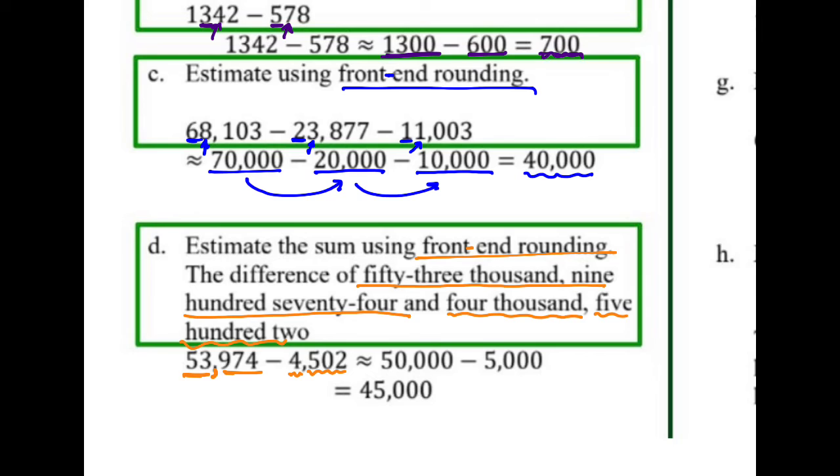I'm going to erase what we have here so I can make our rounding marks. All right, so front end rounding. The 3 rounds down, so we're going to leave the 5 alone. 50,000. Now on the next number, the 5 rounds up, so we're going to raise the 4 up to a 5. So 50,000 minus 5,000 is 45,000.